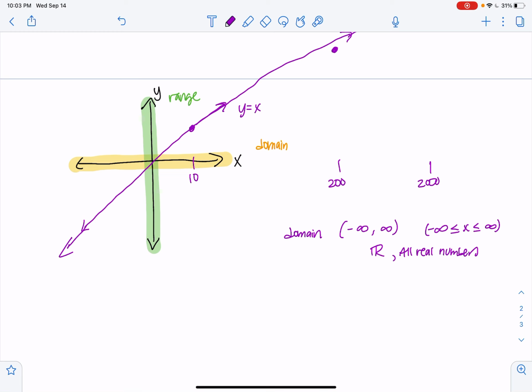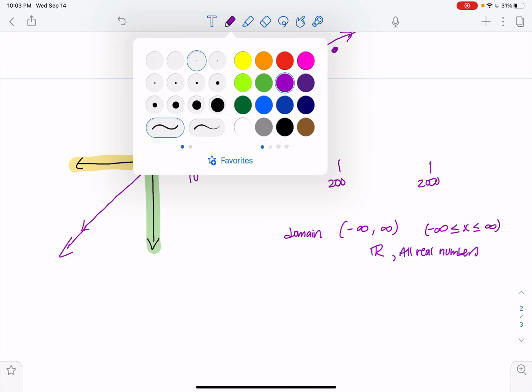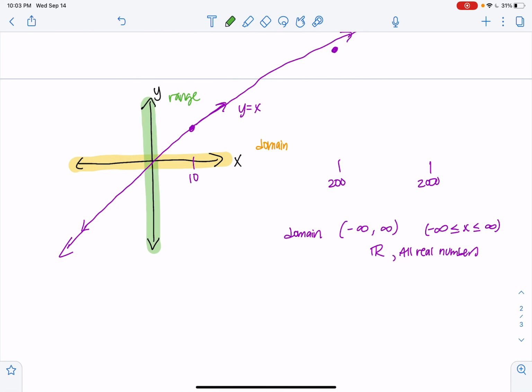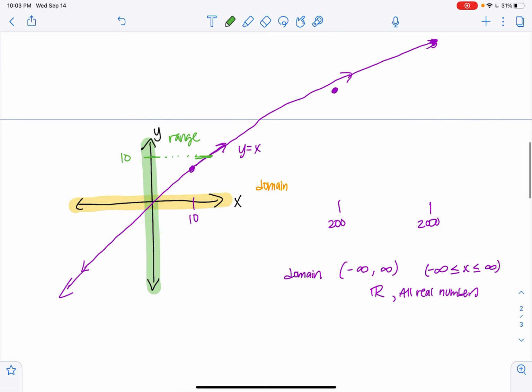And then if you look at the range, so the range for the same graph, if you look at this y value, it's 10, it's going to have a y value over here as well. Same thing over here. If you go up to 100, that's still going to have a y point. And so you're just going to see how many x points and y points you're going to have, and that domain and range is a representation of that.